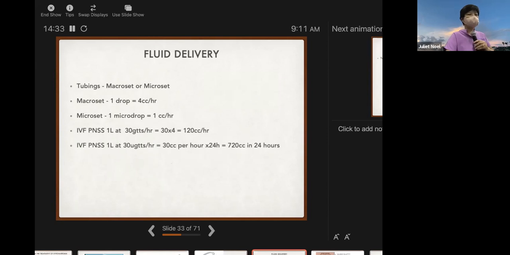Okay, so when you give 30 cc, you want to compute how much you are giving in a day. So 30 cc times 24. Okay. So when you give 10 drops, sorry, this is 10 drops per minute, that's 1 liter per day. 20 drops per minute, that's 2 liters per day.